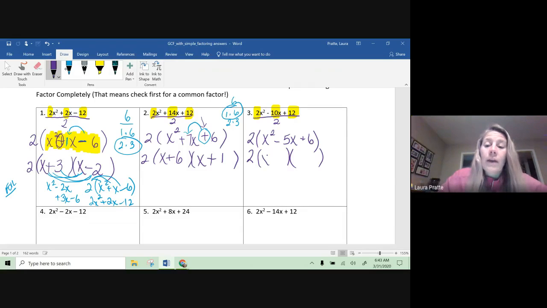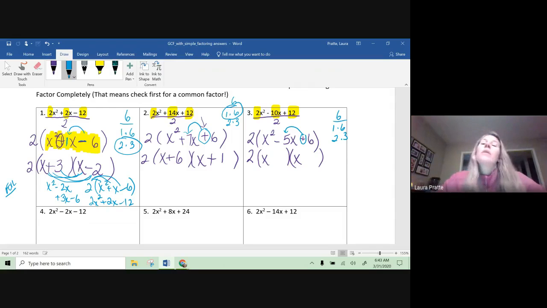And we know that we're going to have x and x. But again, we're going to look for our factors of 6. And which of those pairs is going to add up to get us 5? Well, 2 and 3 would add to get 5 rather than 6 and 1. So I know I'm going to be using my 3 and my 2.